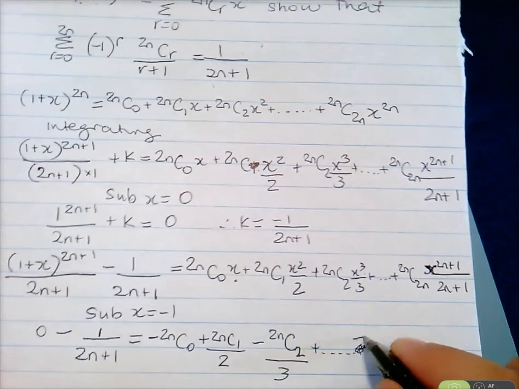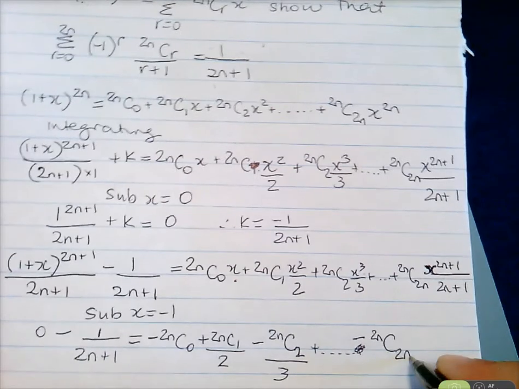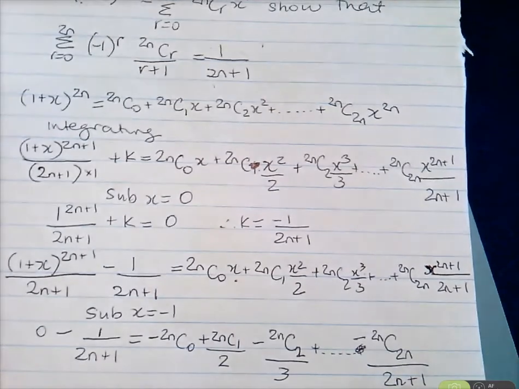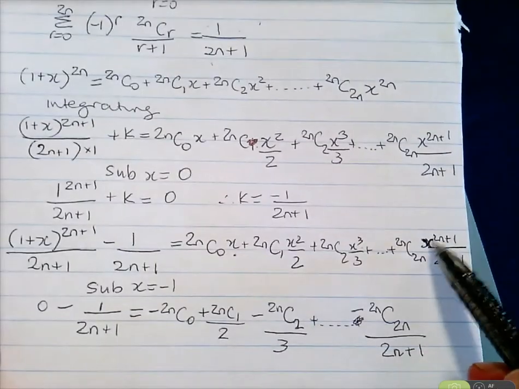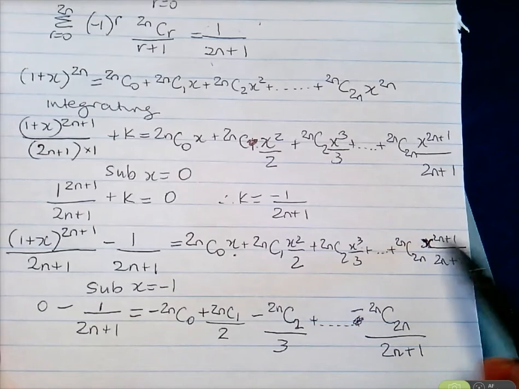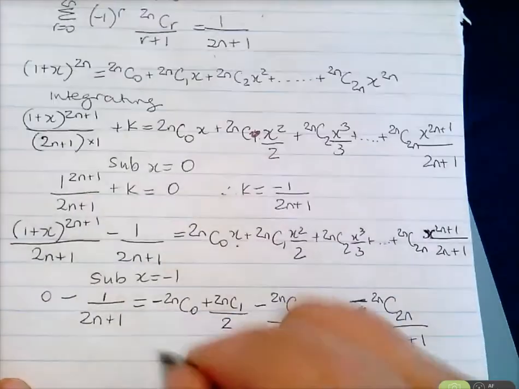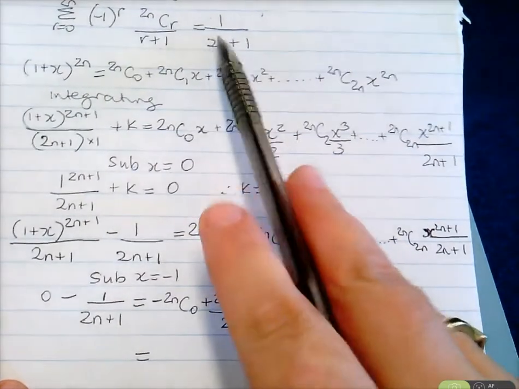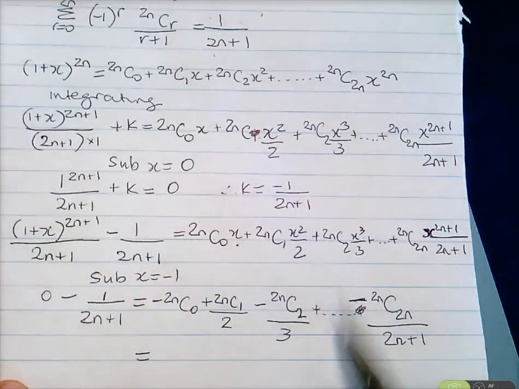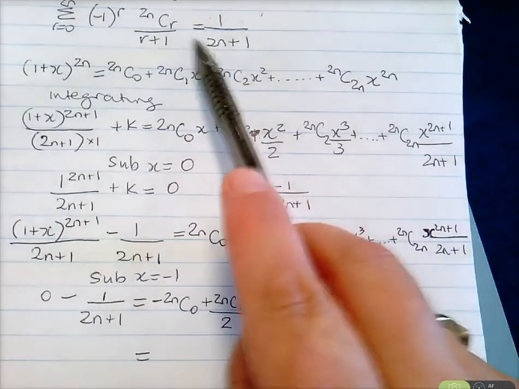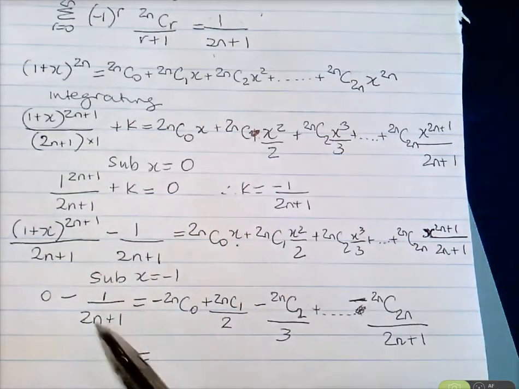So you get minus 2nC2n, and that's it, because over 2n plus 1. The negative comes from negative 1 to the power of some odd number. We'll make it a minus in front. So, having a look at where we're trying to go, I think we need to swap sides first. Don't you think, girls? Because see how that hasn't got a negative 1 on 2n plus 1, it's a positive.